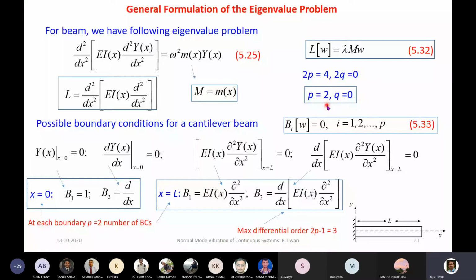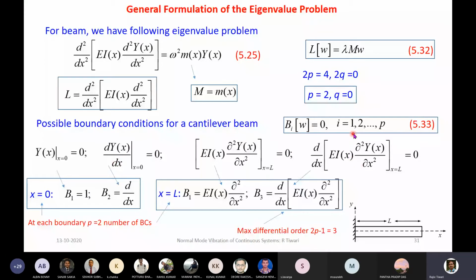Now coming to the boundary conditions. Earlier I defined the 4 types of boundary conditions that were possible. Let us take the case of the cantilever beam in which this end is fixed. At x equal to 0, the displacement is 0 and the slope is 0. At the free end, we have the bending moment equal to 0 and the shear force equal to 0. So these are the 4 possible boundary conditions. The first 2 are geometrical boundary conditions, and the last 2 are natural boundary conditions.